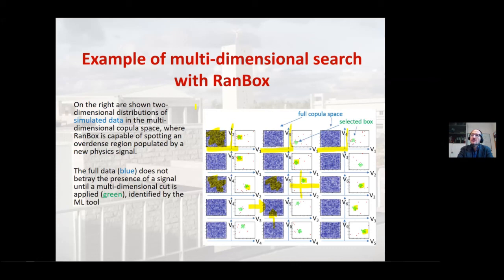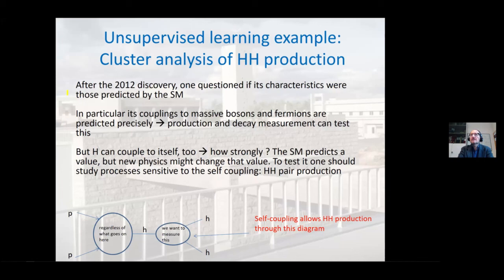Okay, and I have very few minutes left. So another example of unsupervised learning, because this is really the future, if you want, is a work that we did to categorize different possible signatures of Higgs pair production. Now, for HL-LHC, the Higgs pair production is important. So let's look at what you will be using as benchmarks when looking for anomalous di-Higgs production.